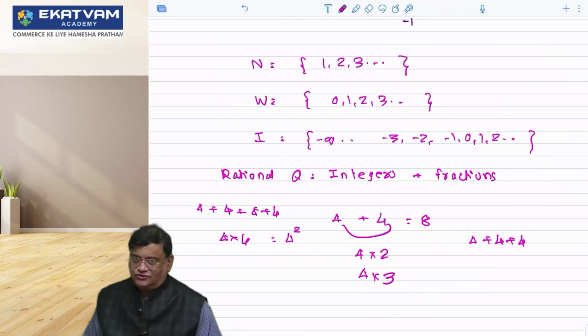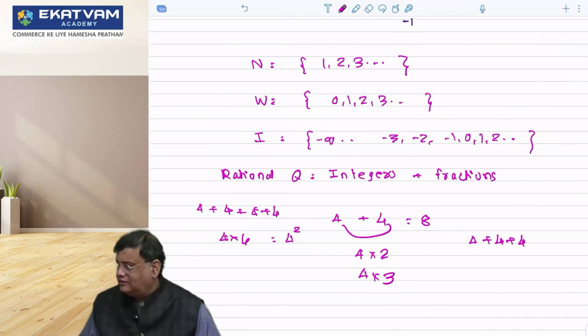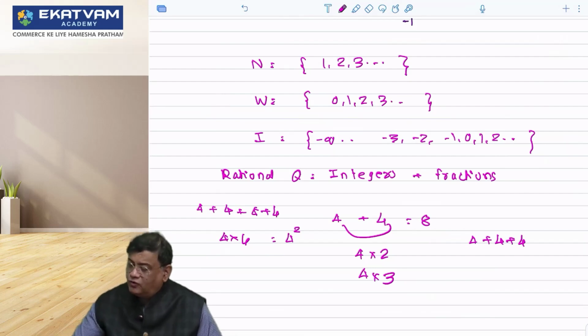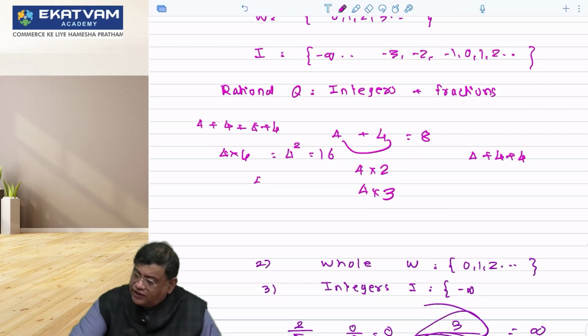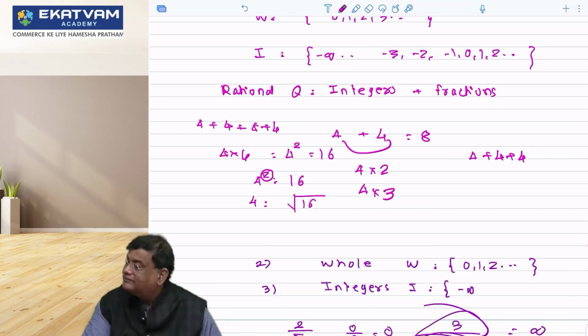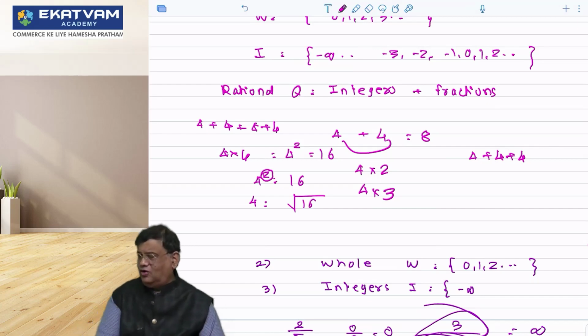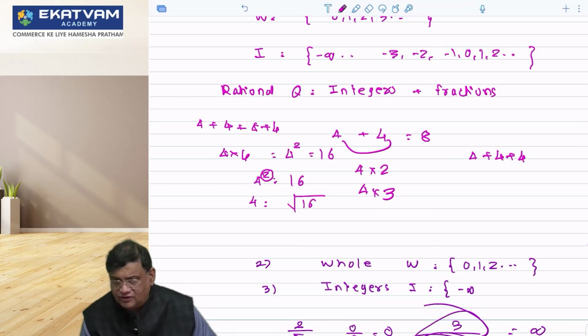3 added thrice will give you 3 into 3, that is 3 raised to 2. So when you have 4 into 4, you get 4 square. And 4 square is nothing but 16. Now when 4 square is equal to 16, when this square is removed, you can say 4 is equal to root of 16. See, all these operations are connected to each other.